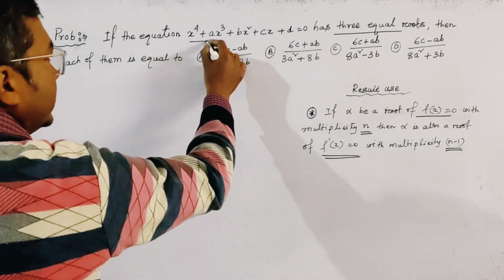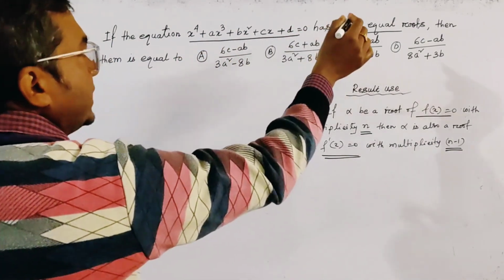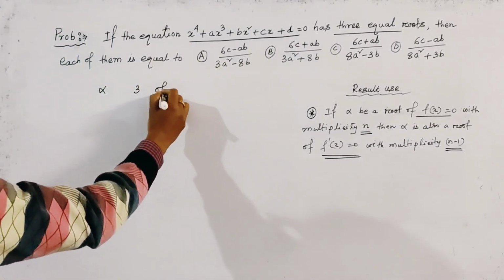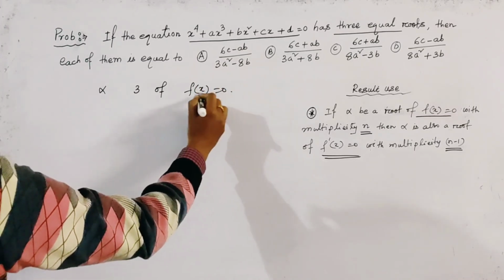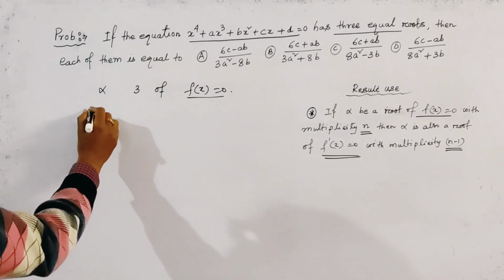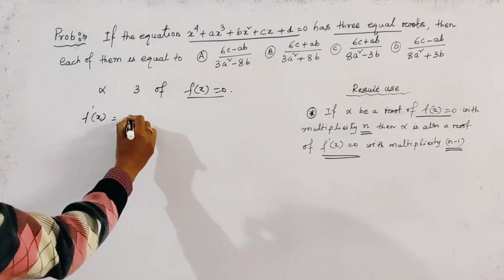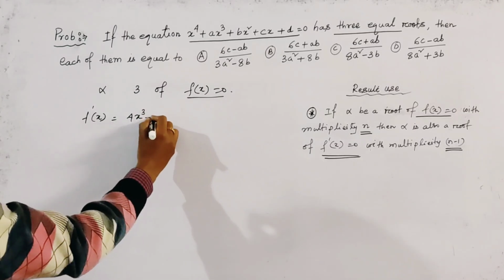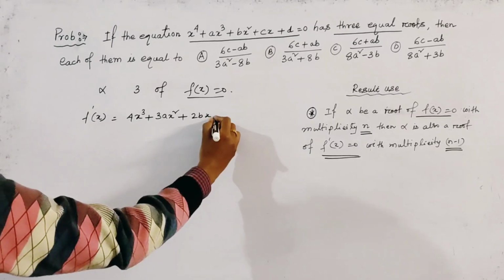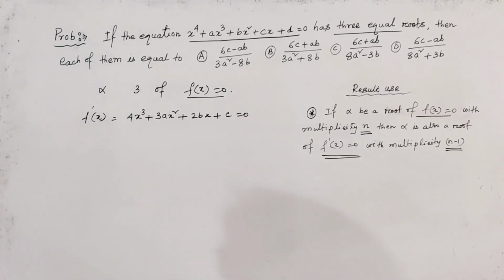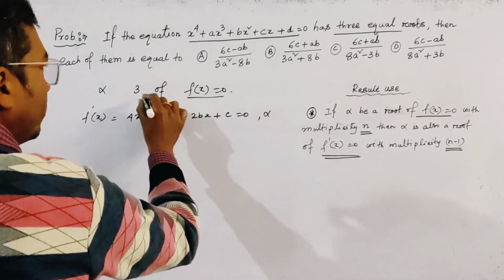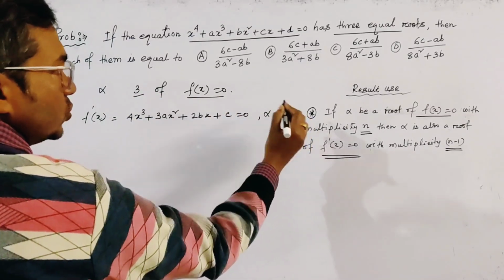And here it is given that this equation has 3 equal roots. Let alpha be a root of multiplicity 3 of f(x) equal to 0, where f(x) is given by this. Now we have to find f dash x. F dash x is 4x cube plus 3ax square plus 2bx plus c, equal to 0. And for this equation, we know that alpha is a root of multiplicity 3 minus 1, this is 2.